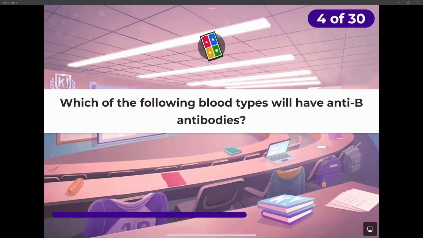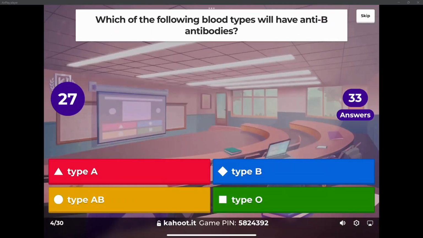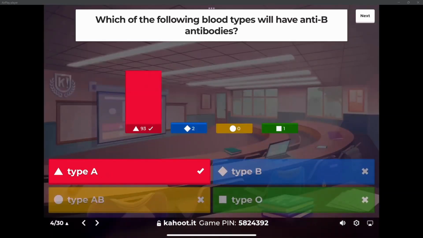Okay, which of the following blood types will have anti-B antibodies? Just anti-B antibodies floating around. Type A. Type A has the A antigen, but the anti-B antibodies in the blood.